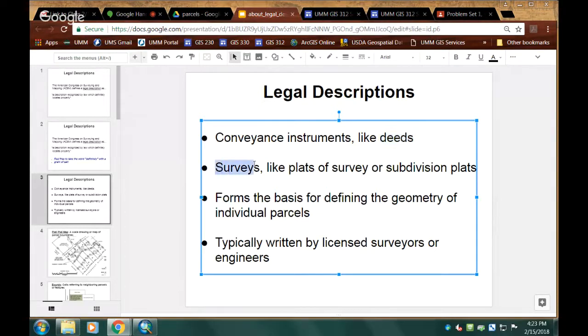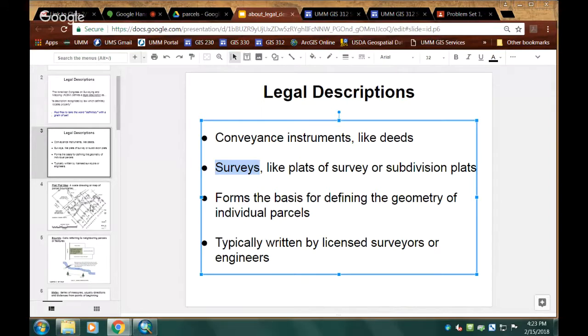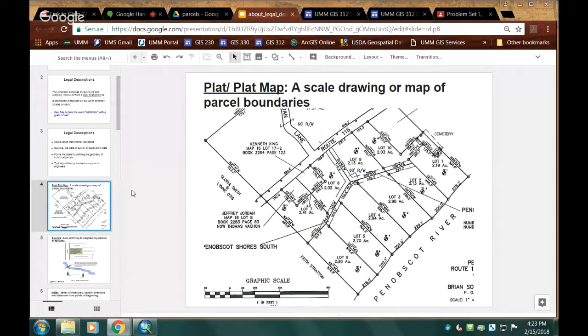Also, very often a survey that is a plan view, a view from above, which is essentially a map, of a property or subdivision, is another type of legal description. Now, let's go here. Just to talk a little bit about what you see on a plat or a plat map, that can be a legal description.